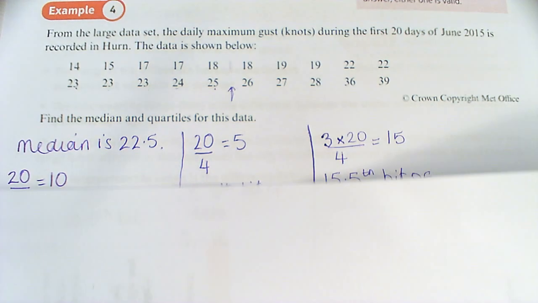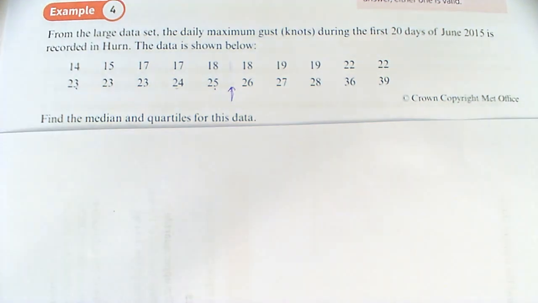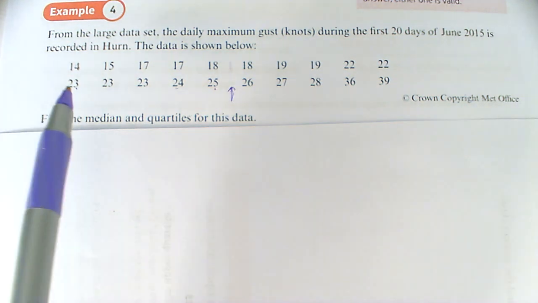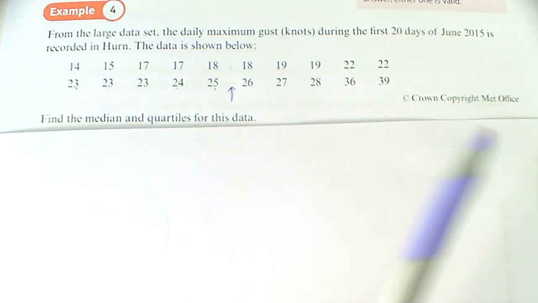Okay. As this is take 2, I've already done my working out, so I'll try and hide it from you and talk through as I go. Example 4 talks about the large data set, and it gives us the daily maximum gust for the first 20 days of June 2015 from Heathrow. The data is shown below, and we want to find the median and the upper and lower quartile for this data. It's very nicely set out, because the data is first of all in order, but also split in half.